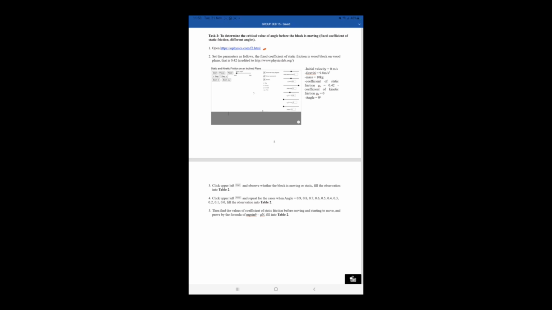The initial velocity is 0 m/s, gravity 9.8 m/s², mass 10 kg, coefficient of static friction 0.42, coefficient of kinetic friction 0, angle 0. Next, click the upper left and observe whether the block is moving or static, and repeat for the other angles until 0, and fill in Table 2. Then find the values.